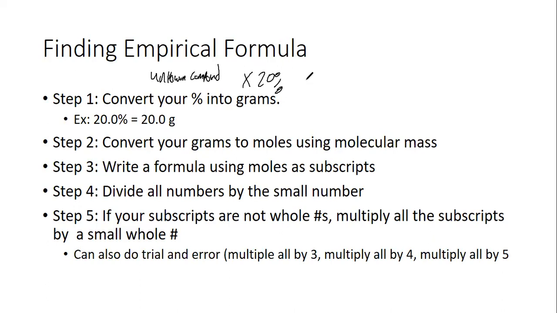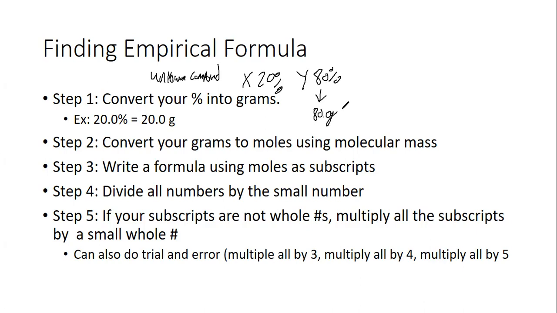Element X makes up 20% of that compound. Element Y makes up 80% of that compound. And I want to find the empirical formula. So the first thing we want to do is convert our percentages into grams. So 20% would be 20 grams. 80% would be 80 grams.